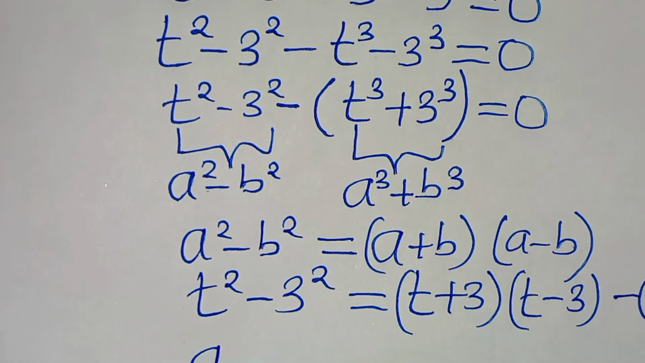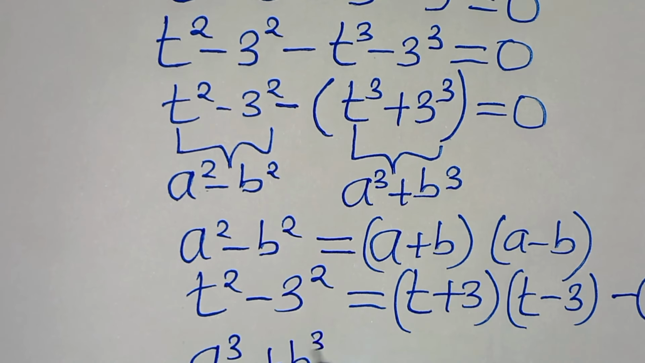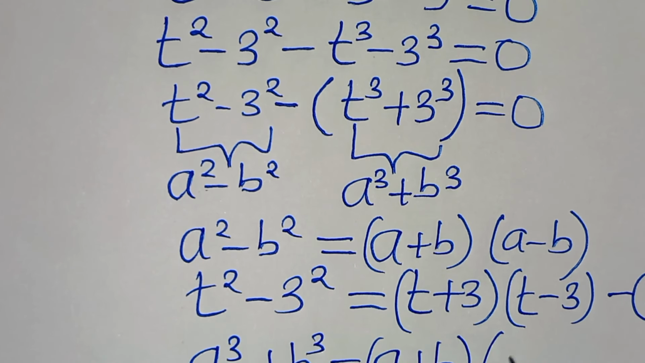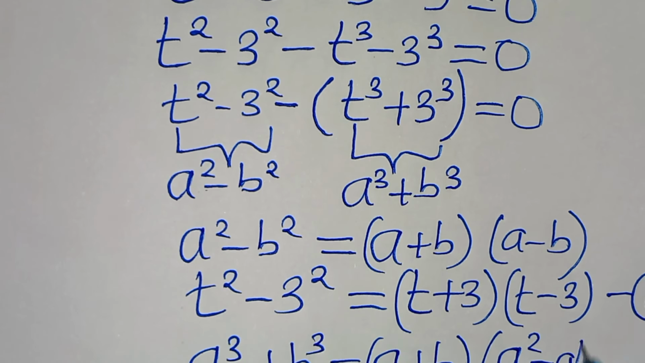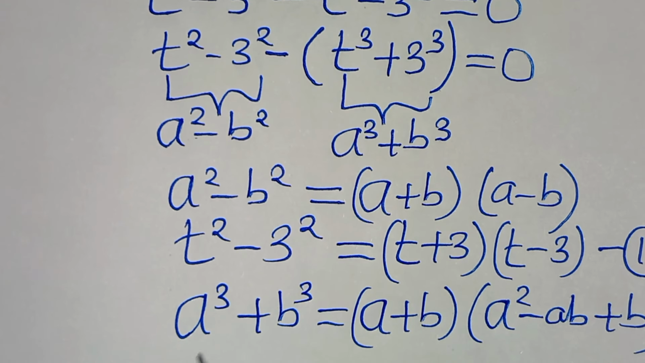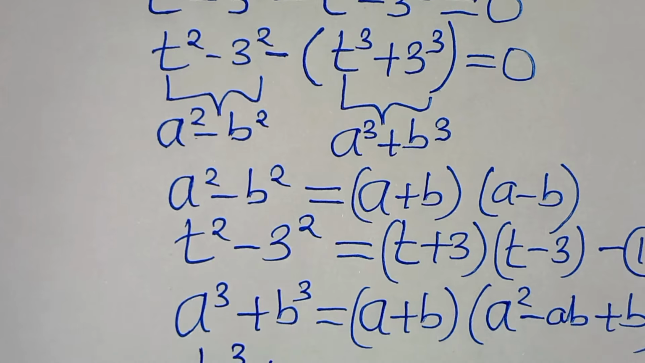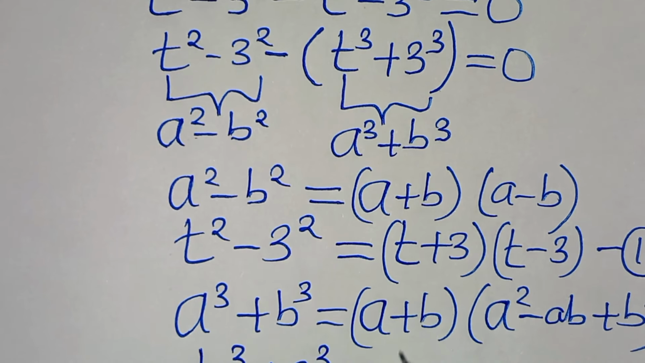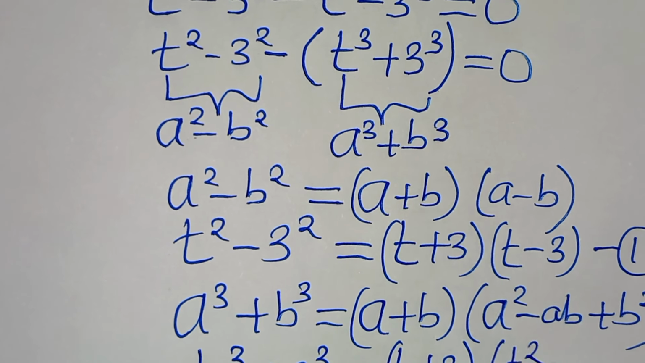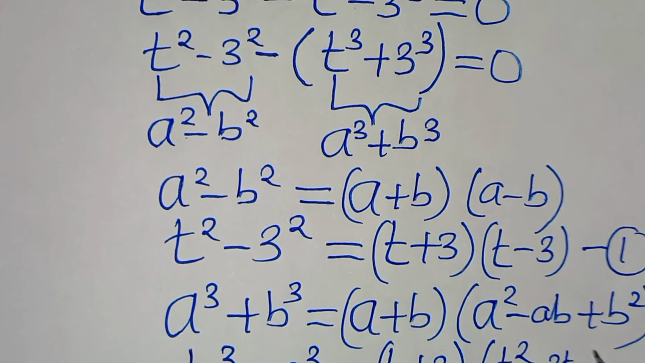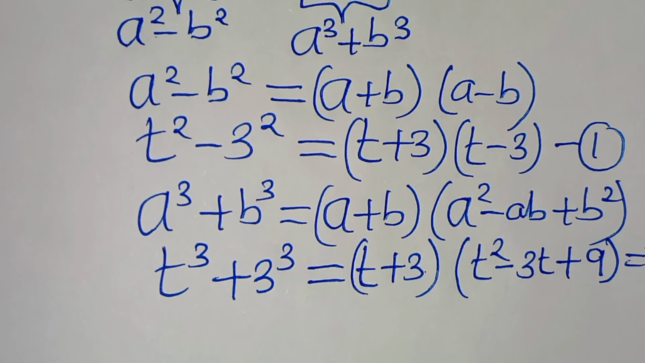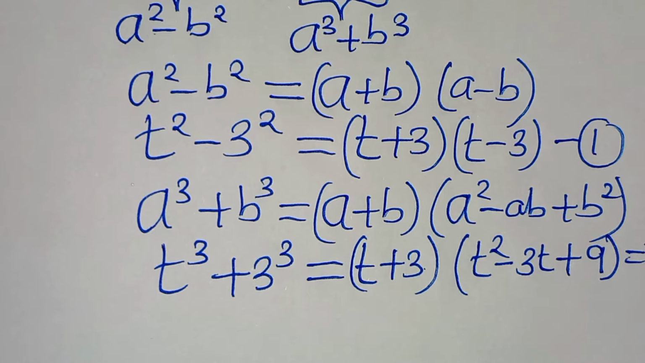Then we have a to the power of 3 plus b to the power of 3. This can be expressed as a plus b into the bracket here, we have a squared minus a times b plus b squared. And therefore, we have that t to the power of 3 plus 3 to the power of 3 is the same thing as t plus 3 into the parentheses, t squared minus 3t, then plus 3 squared, which is 9. This is equal to 0. Now, let's call this equation 2.